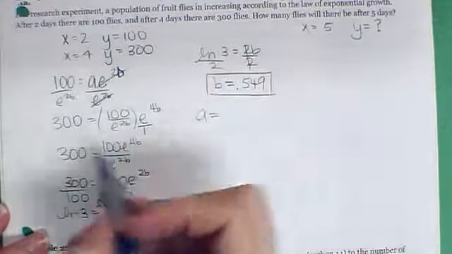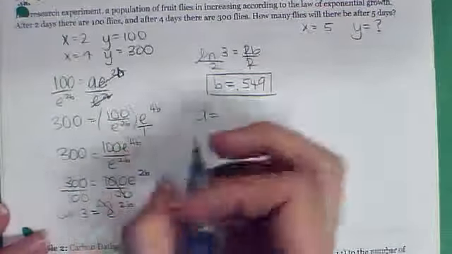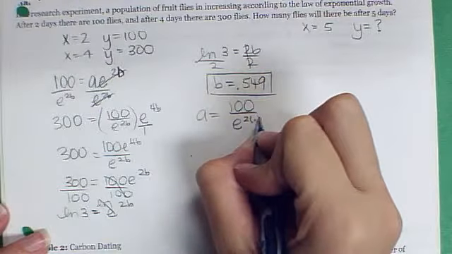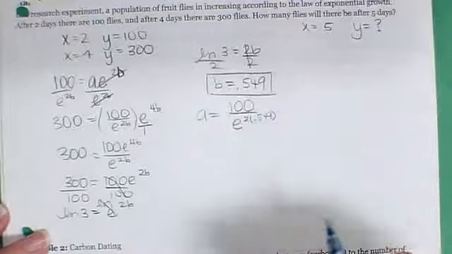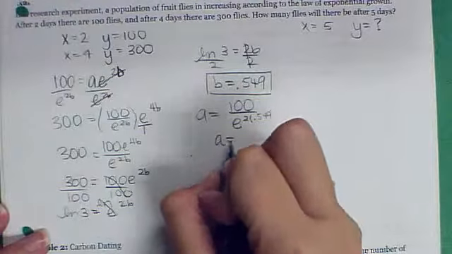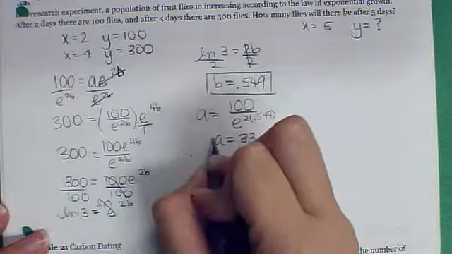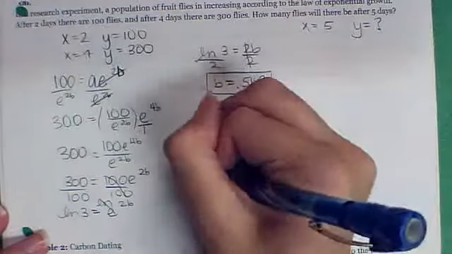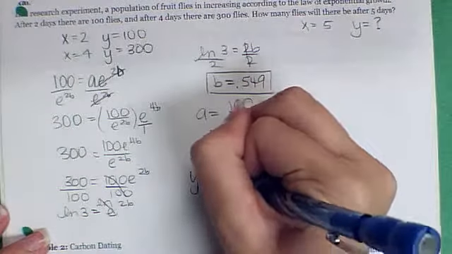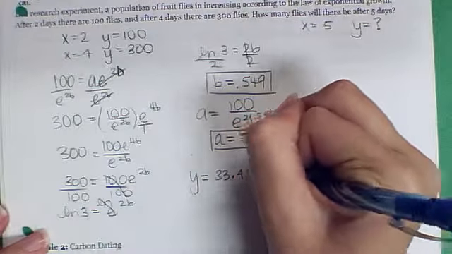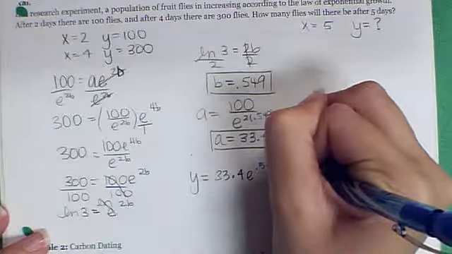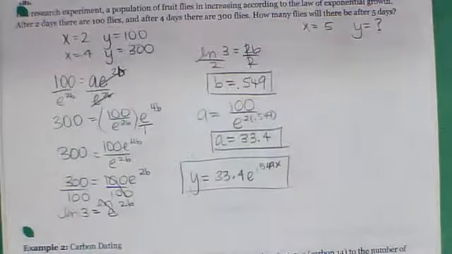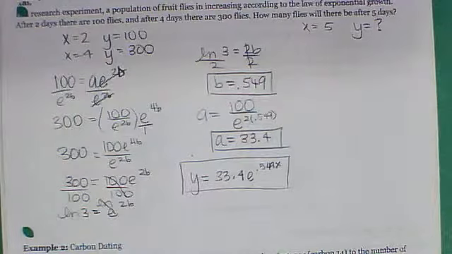Now I can get the value for a, because a equals 100 over e to the 2b. So I can do 100 over e to the 2, and instead of b, plug in 0.549. If I put that in my calculator, my value for a is 33.4. And that is with some rounding there. Now I have a and b, so my overall model is y equals 33.4 e to the 0.549 times x. Now I have a model in terms of x and y, so that somebody could plug any x value in and get out a y value.